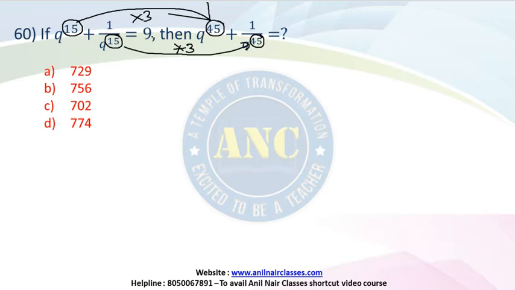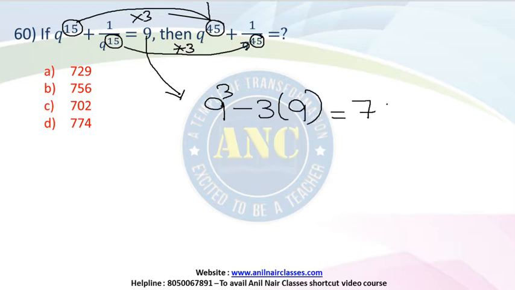That means the right hand side is 9. It is k cube minus 3k. 9 cube minus 27. 729 minus 27. Answer is 702, which is option C. Very fast you can solve it.